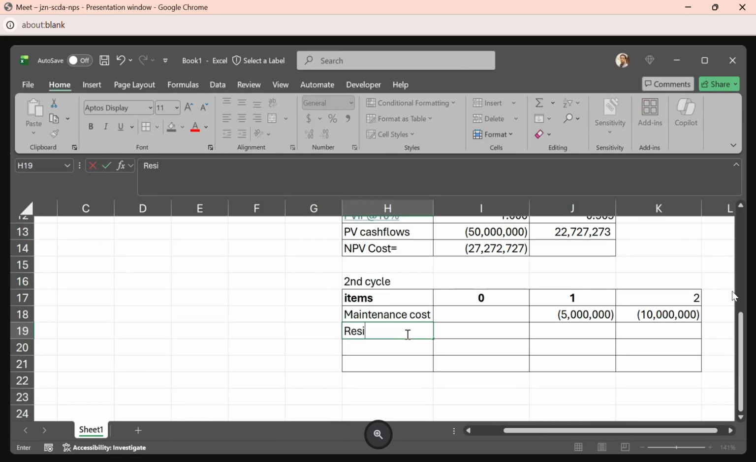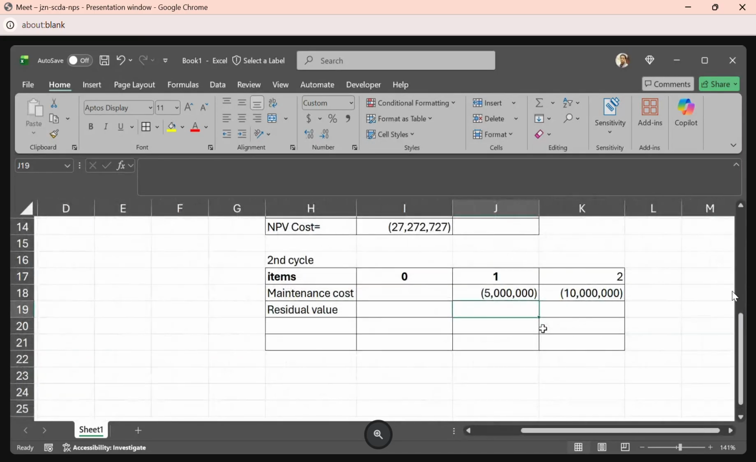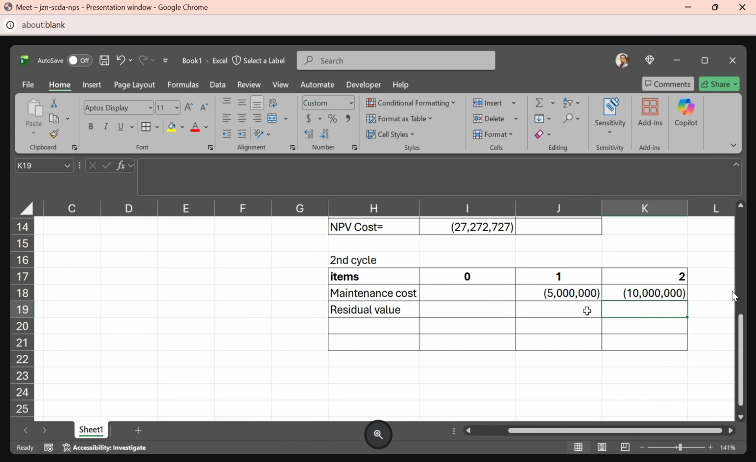Then residual value. Actually, what we are dealing with is the maintenance cost and the residual value because it's the cash inflow and outflow we have in this question only. But the residual value here in the second cycle will be the value of the second year, not of the first year, because we will not replace in the first year, we will replace in the second year. That's what we are trying now.